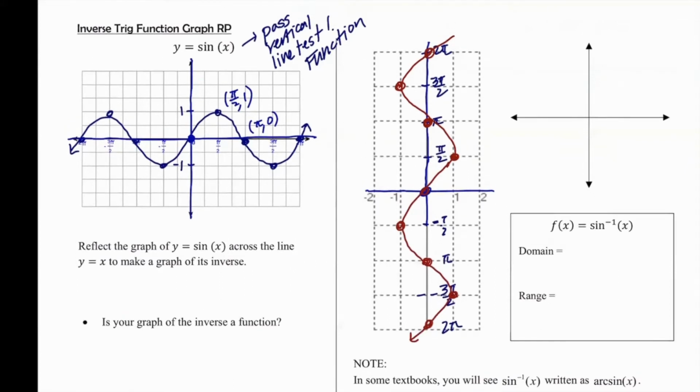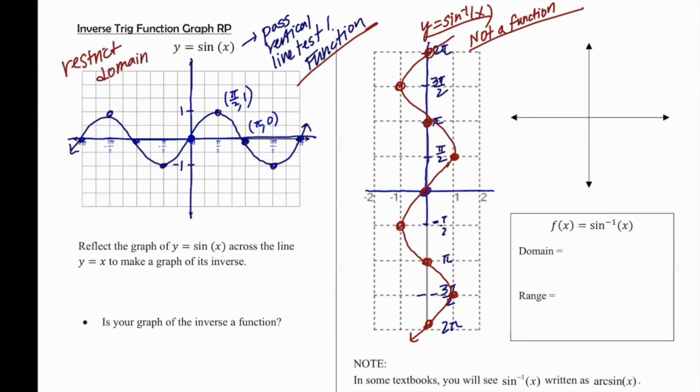So now, the sine graph, coming back to it, it passes the vertical line test, right? Therefore, we can say that the sine graph is a function. Now, let's look at the inverse sine. The inverse sine graph does not pass the vertical line test. Therefore, it is not a function. Now, what happens when the inverse is not a function? We have to make it a function by restricting the domain on the original function.